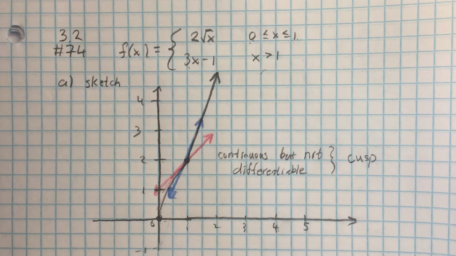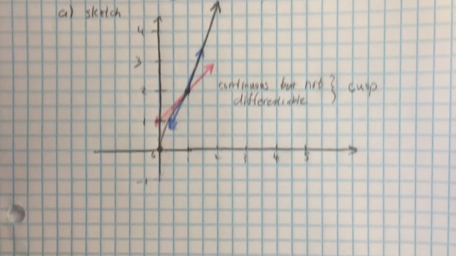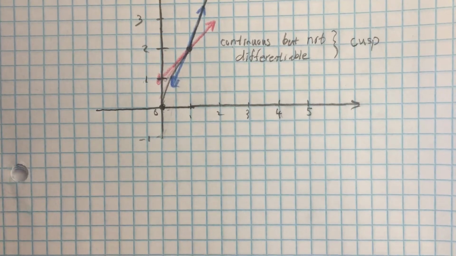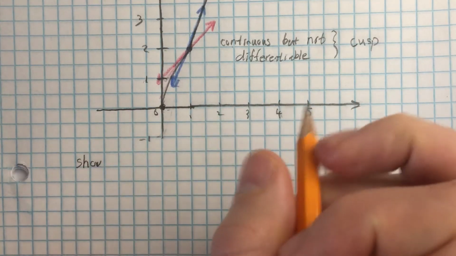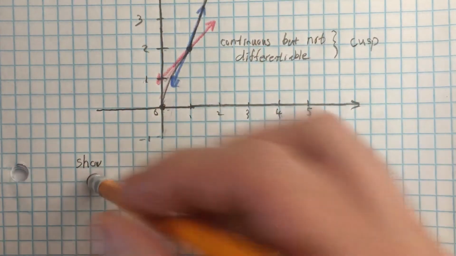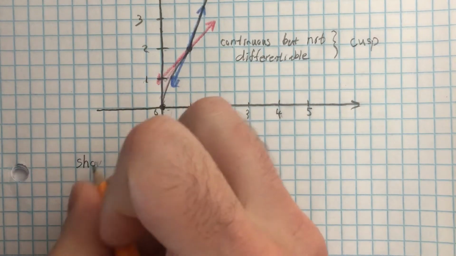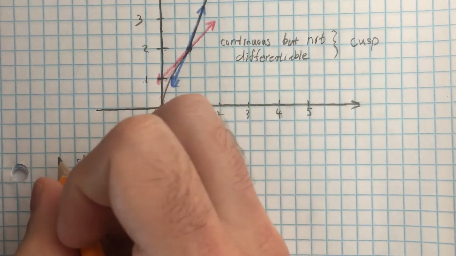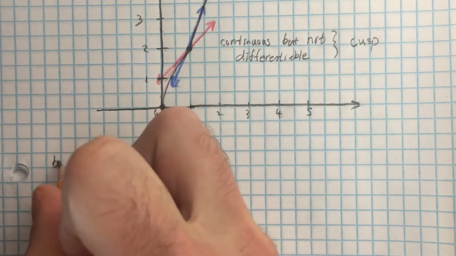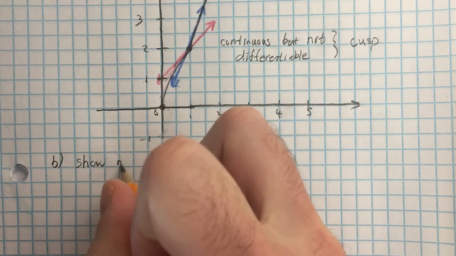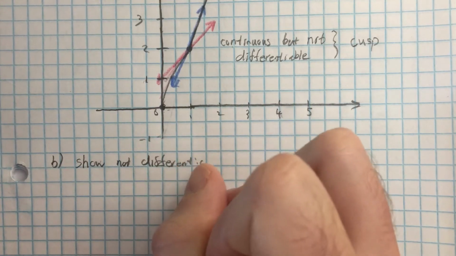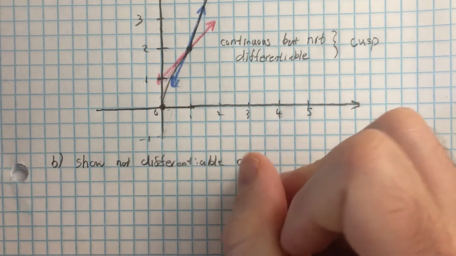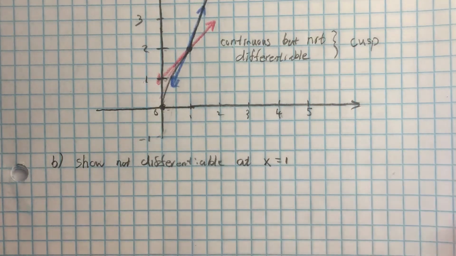But we are to use the definition of derivative to show that such is the case, right? Pictures aren't good enough. We need an analytic approach. So I'm going to show it's not differentiable at 1. Part B is to use the definition of derivative to show not differentiable, i.e. no derivative, at that location where the two curves coalesce at x equals 1.